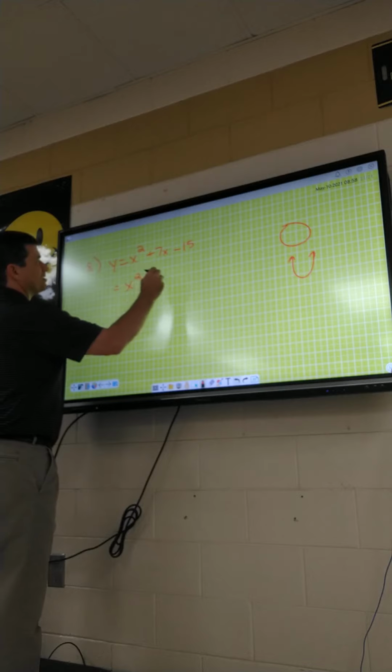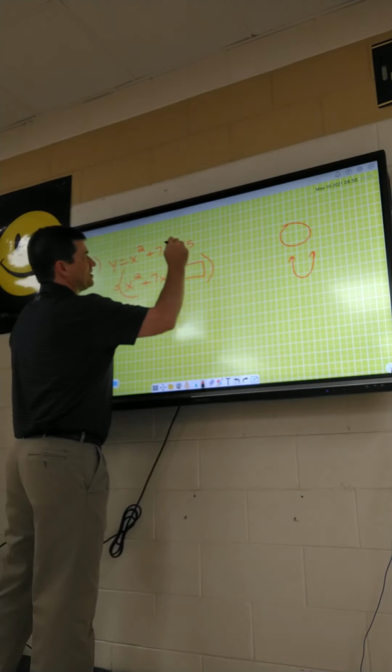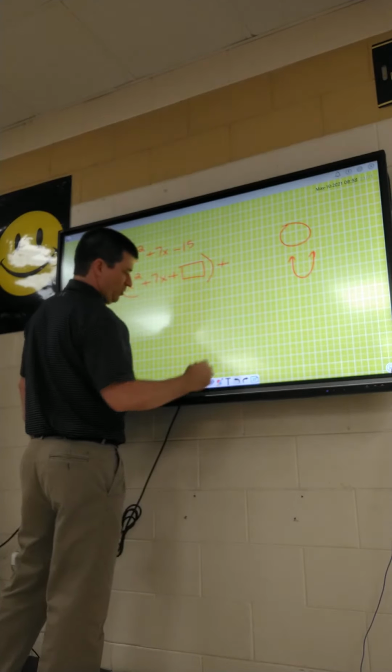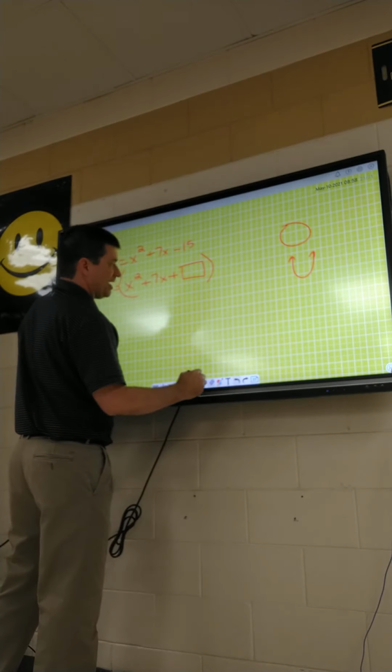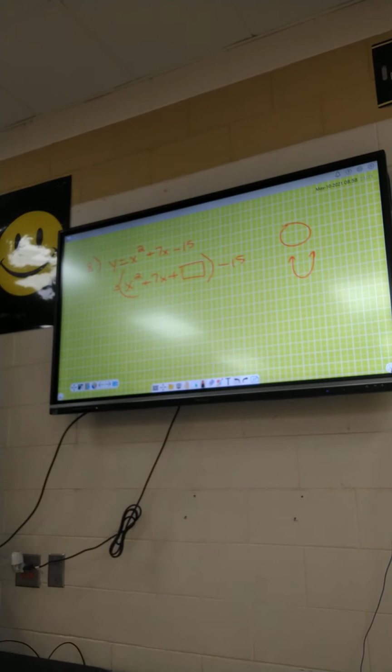X squared plus 7x, then the box. I still make a group, Tyler. I just move my minus 15 down. Whoops. I leave it minus 15. I just move it down out of the way. Okay, so that's your first step.